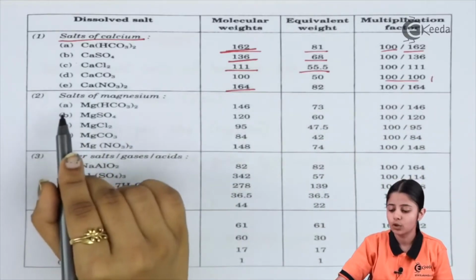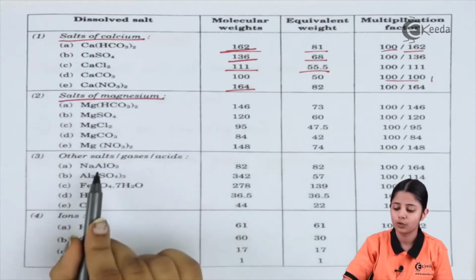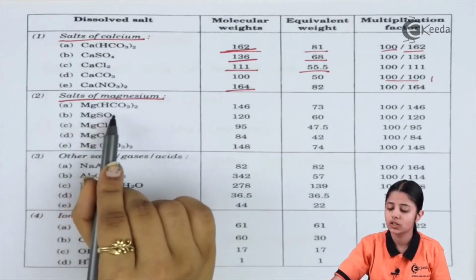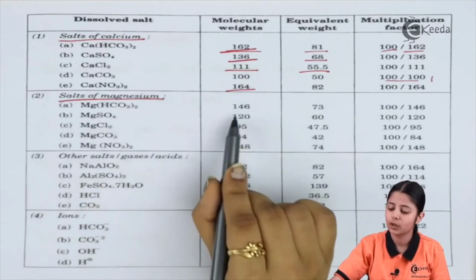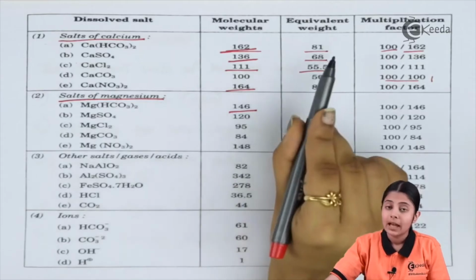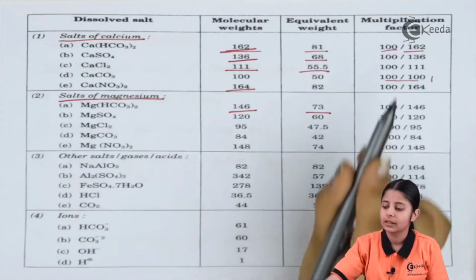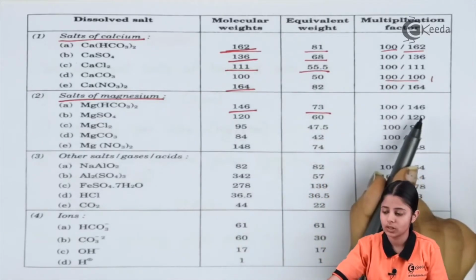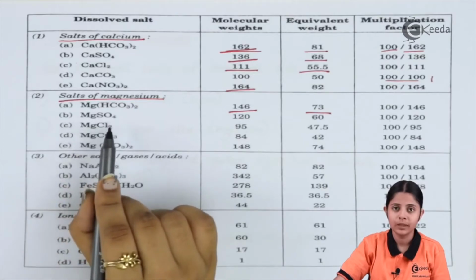The next set of salts over here are salts of magnesium. Now these salts of magnesium are also 5. Let us start with magnesium bicarbonate, which is Mg(HCO3)2. Now this Mg(HCO3)2 has a molecular weight of 146 and has an equivalent weight of 146 divided by 2, which is 73. The multiplication factor of the same can be either 100 divided by 146 or it can be 50 upon 73.